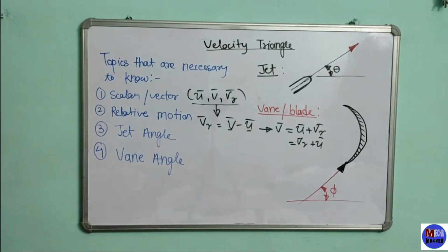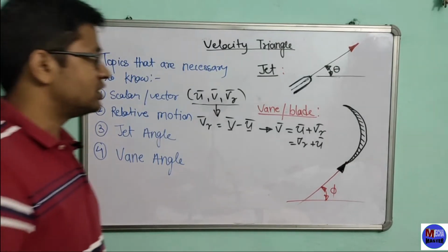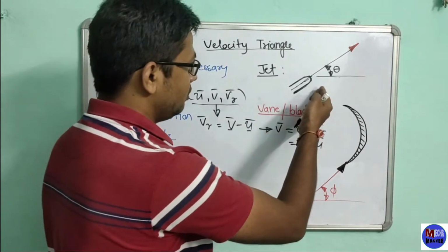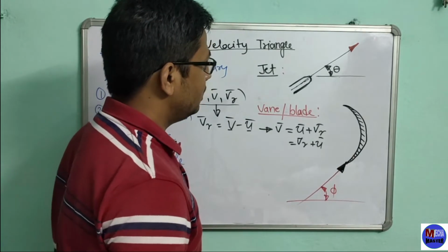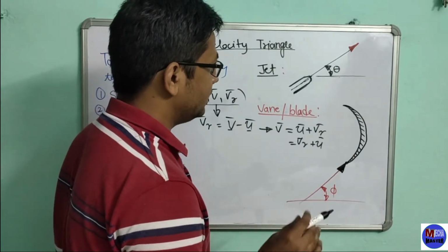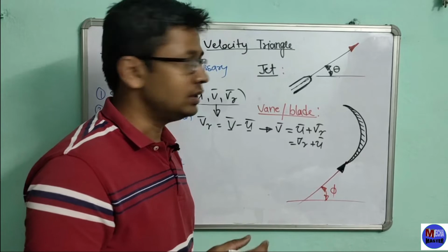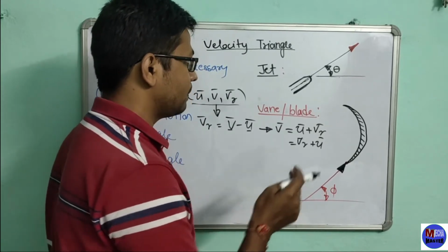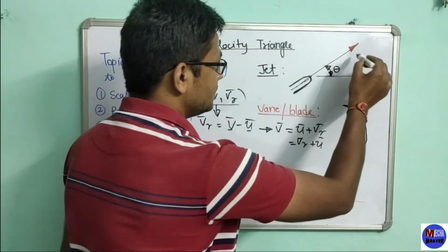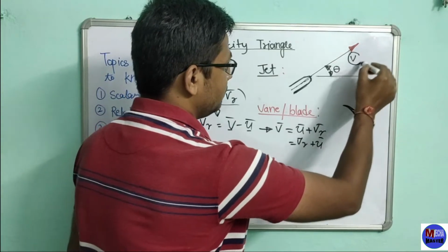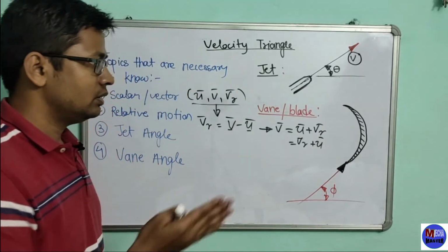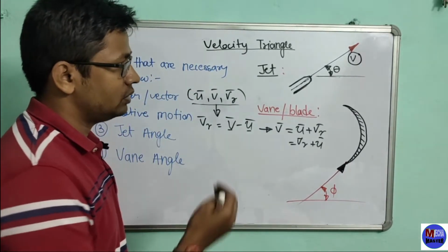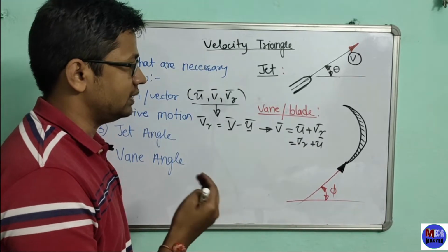The third one is the jet angle and the fourth one is the vane angle. Now see this, there is a jet from where water is going to impinge on the vane, and the angle that is made by the jet from the horizontal is called the jet angle, and this velocity is v, where v is the jet velocity. The jet that is going to impinge on the vane is called the velocity v of jet.